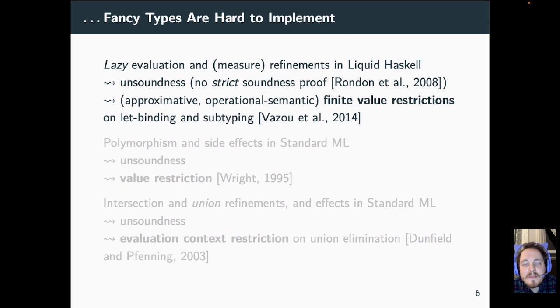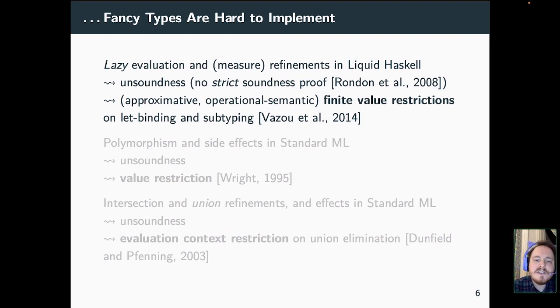So the first liquid types paper had a strict evaluation order, and at least at first it didn't have a soundness proof. And then later, Haskell was refined to have liquid types, but Haskell has a lazy evaluation order, and this was part of the reason why they found that the implementation was unsound in practice. So they came up with some restrictions on let binding and subtyping to recover soundness.